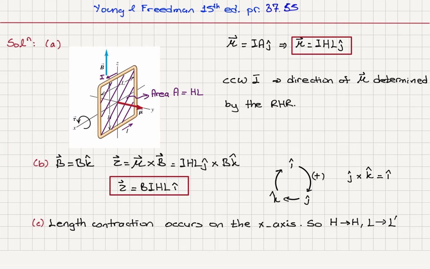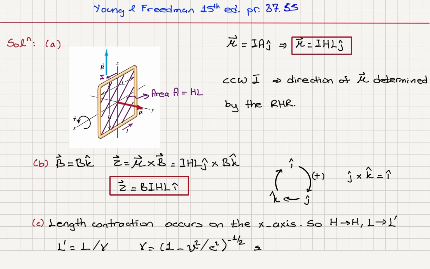So L prime, the length that they will measure, will be the proper length L divided by the relativistic correction factor gamma. What is the relativistic correction factor gamma? It is (1 minus v square, the speed of the spaceship square, divided by speed of light square) to the power minus 1 over 2.